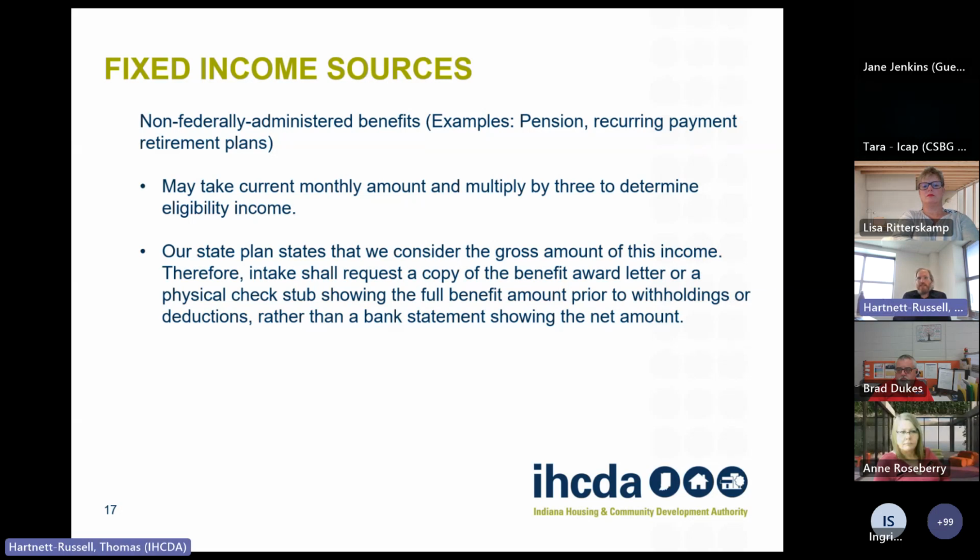However, if the applicant can't provide it, we don't want this to create a huge amount of burden. It's just important at that point that the intake documents that they requested a stub or a benefit award letter showing the full gross amount, and the applicant was unable to provide that.